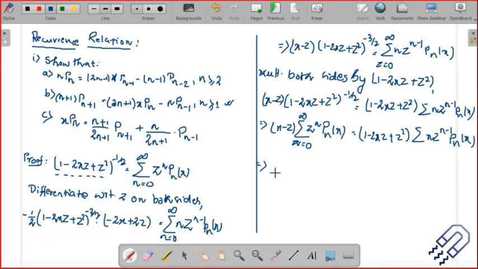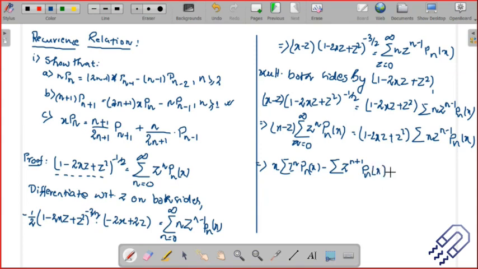Okay, I'll separate it out. So first term would be x summation z to the power n p n x. Write down n is equal to 0 to infinity. I'm not just writing it down. Okay, minus, this would be summation, this is z to the power n, this is z, so it will be z to the power n plus 1. So I can write it down as z to the power n plus 1 p n x. Okay, done with this side.